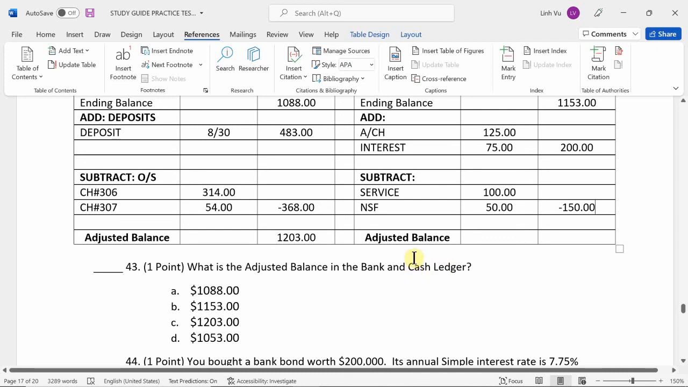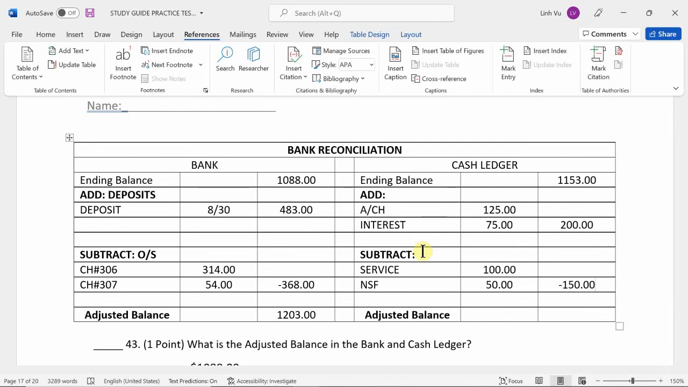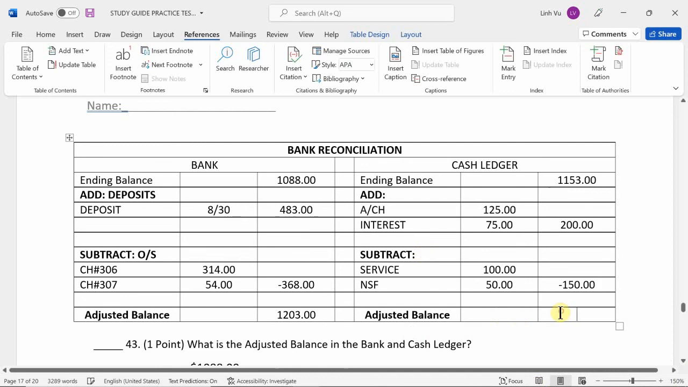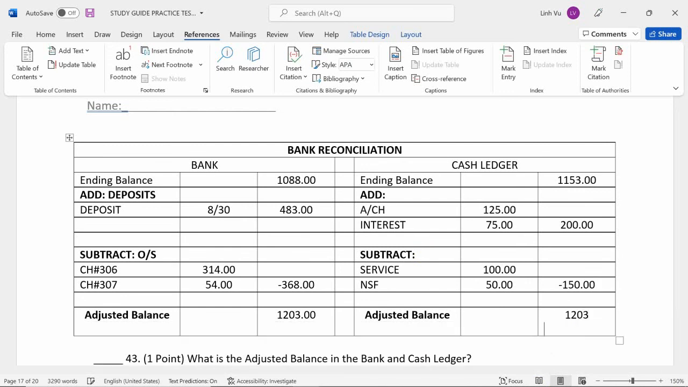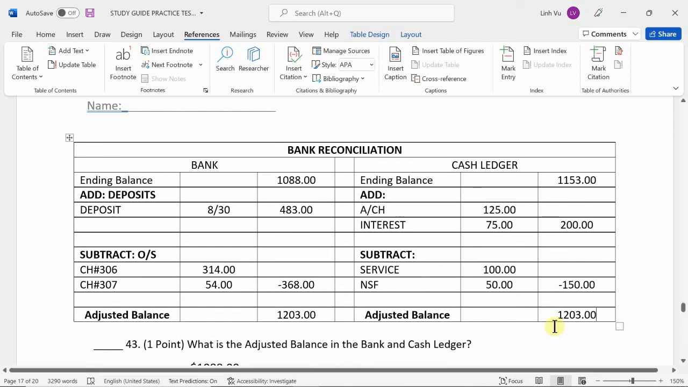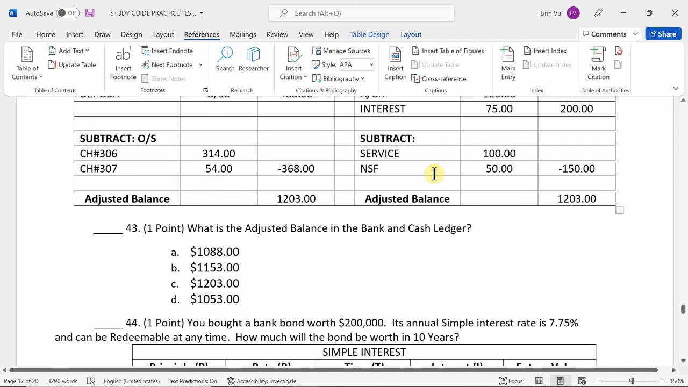So let's take a look here. If I started with 1153 and I need to add 200 but subtract 150, what's my total ending balance? 1203. Okay, so that's my adjustment. And then do they match on both sides? Yes, they do. So what is your total ending balance? 1203. Okay.